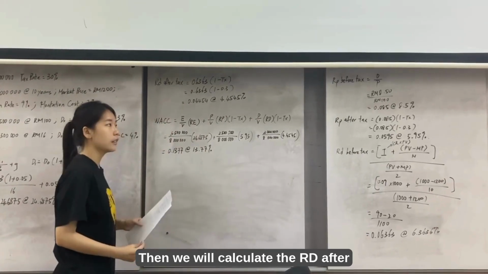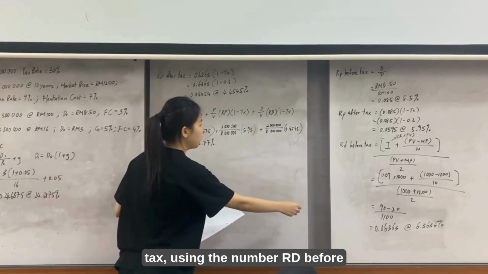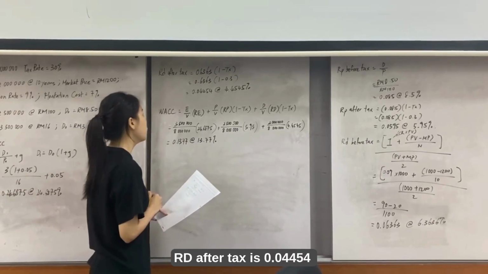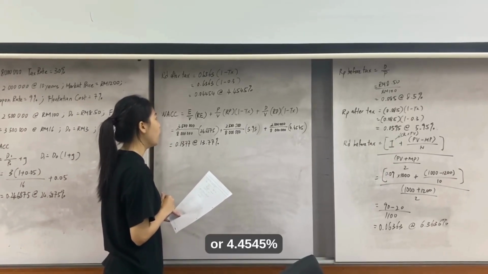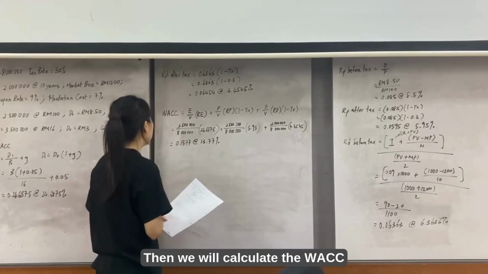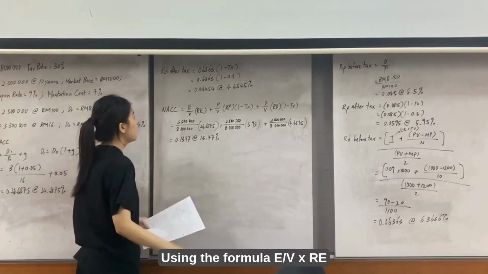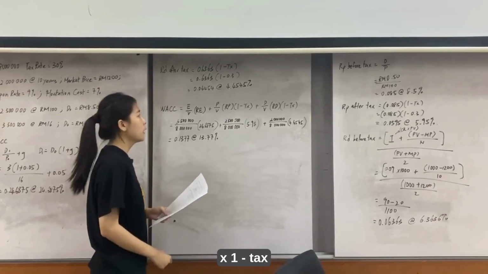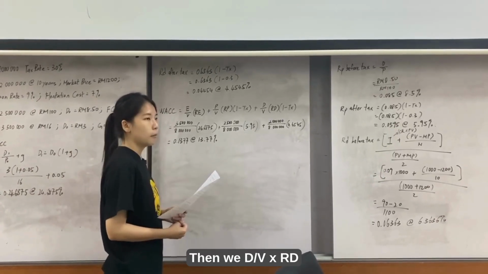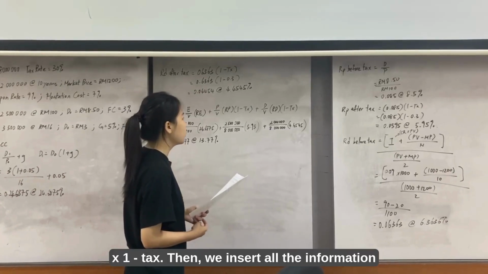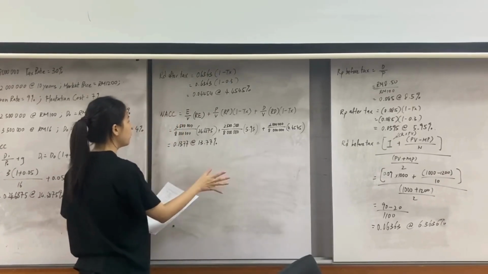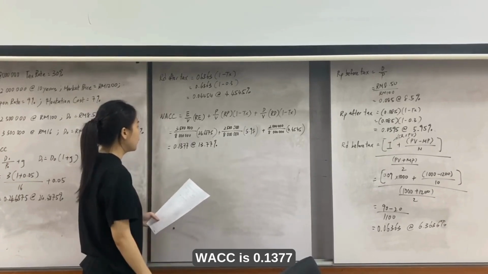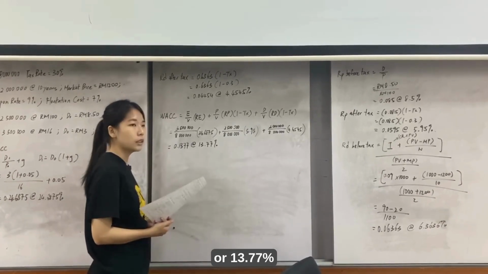Then we will calculate the RD after tax. We'll be using the number RD before tax times 1 minus tax. Then we will get RD after tax is 0.04454 or 4.4545%. Then we will calculate the WACC using the formula E divided by V times RE plus P divided by V times RP times 1 minus tax plus D divided by V times RD times 1 minus tax. Then we insert all the information, and then we will get the WACC is 0.1377 or 13.77%.